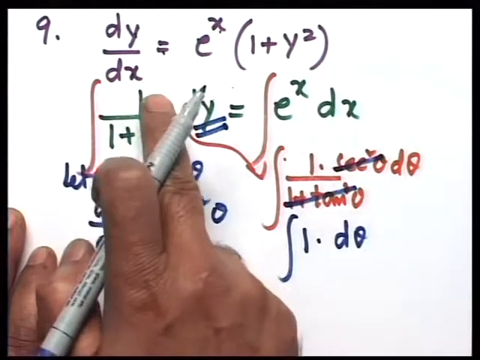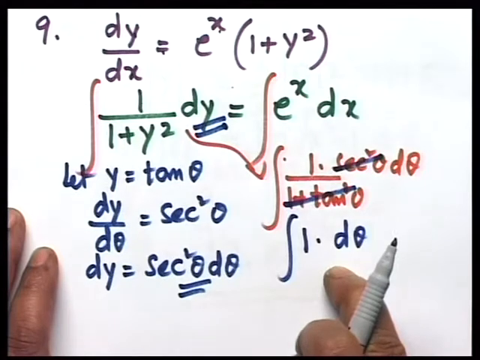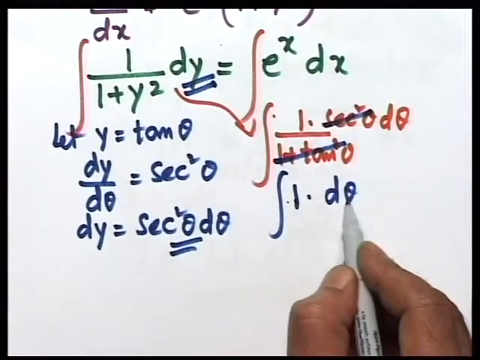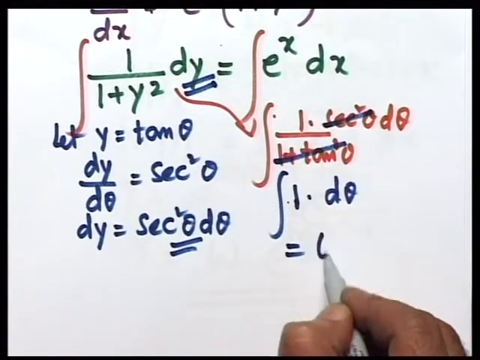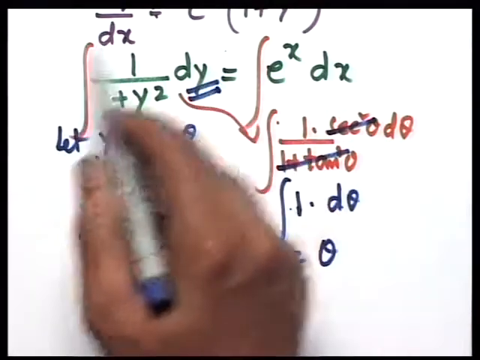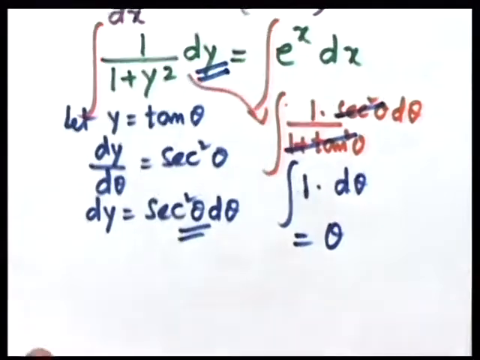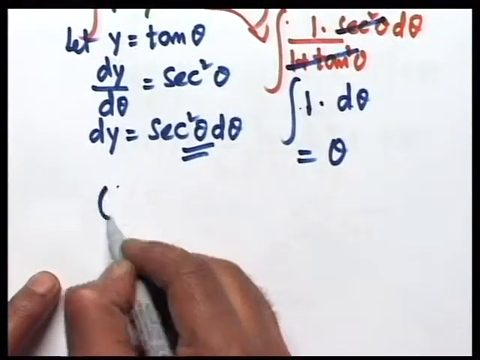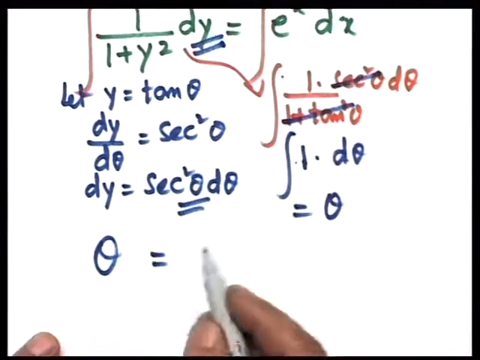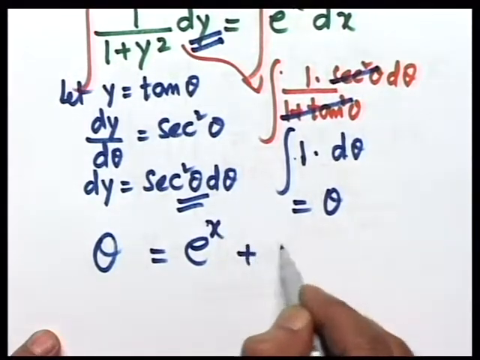That's the integration for that by substitution method, right? We need to integrate this. So the integration of 1 with respect to theta is just theta. Okay. So this theta is the answer for that. So let's write that down and say left hand side is theta, equal to the right hand side, the integration of e to the x, which is e to the x plus c.